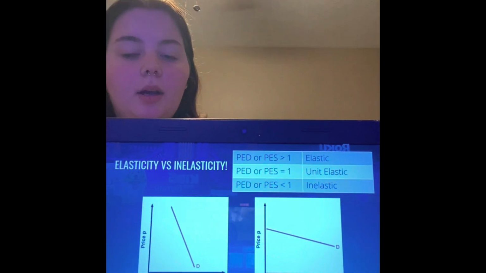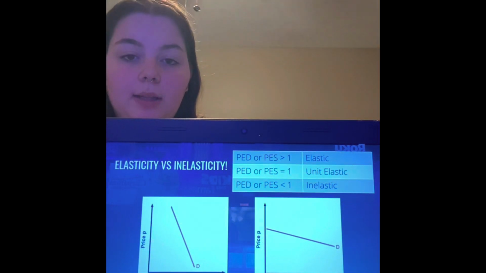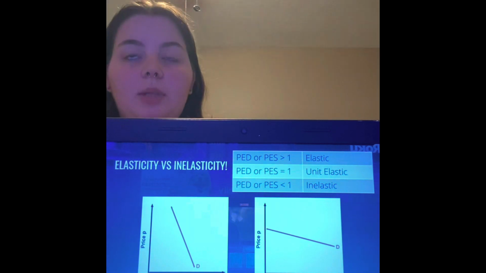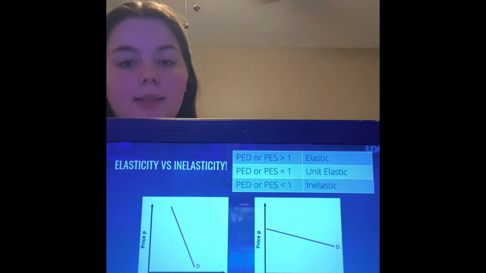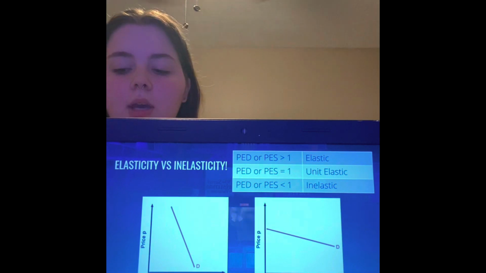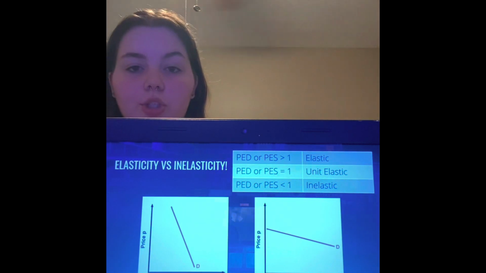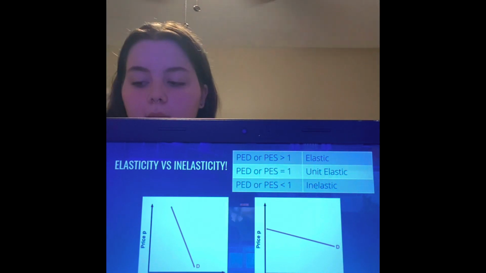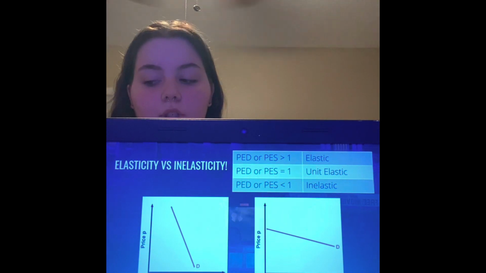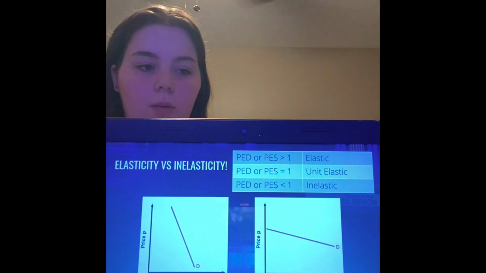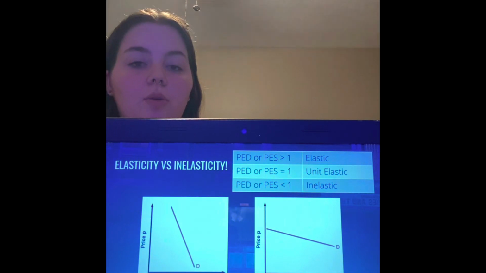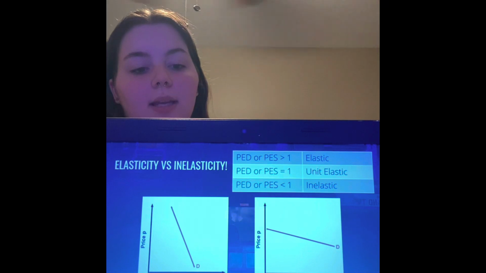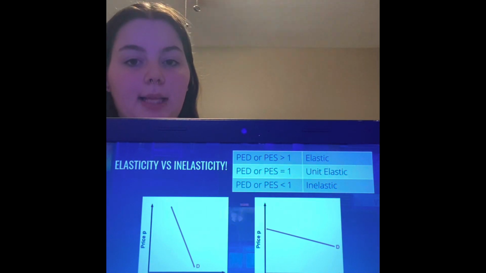Okay, so this slide just explains elasticity versus inelasticity and also how to tell when something is elastic, unit elastic, or inelastic, and it also has some graph examples. If a curve is more elastic, then small changes in price will cause large changes in quantity consumed. If a curve is less elastic, then it will take large changes in price to affect a change in quantity consumed. When elastic, the PED is greater than 1. Unit elastic means it is 1, and then inelastic means it is less than 1.